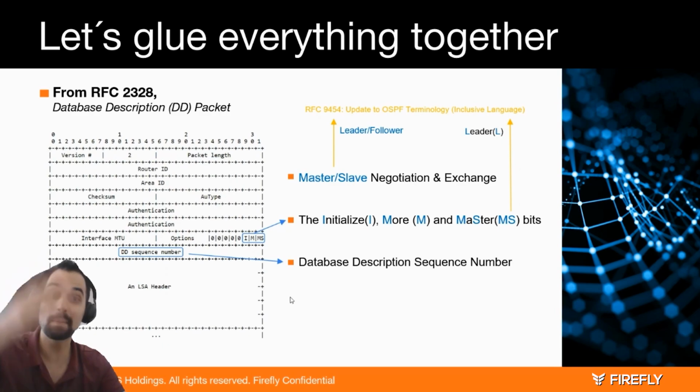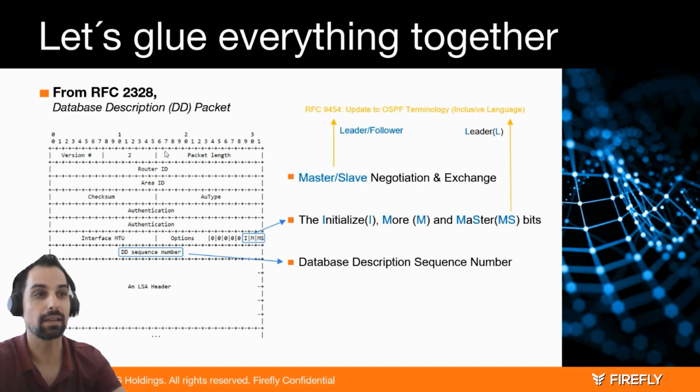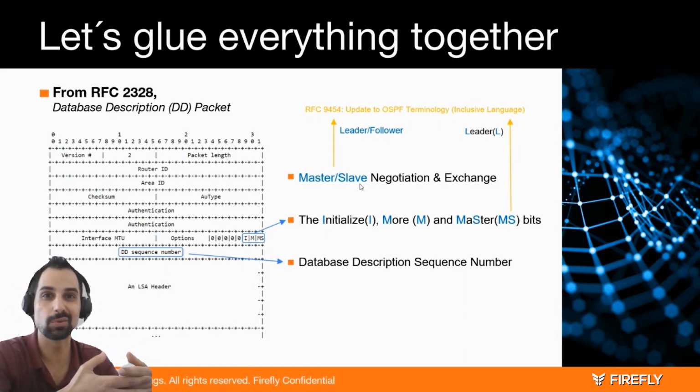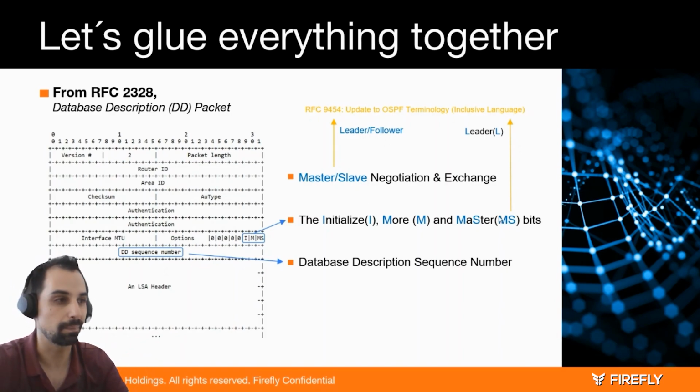Another interesting topic: if you remember at the beginning of the video, we saw RFC 2328, and there were some others that brought updates and new features. One of them is a proposed RFC, 9454, which tries to bring inclusive language to the OSPF RFC, changing the master-slave negotiation names to leader and follower, and changing the master bit to the leader bit. So we would be using this inclusive language nowadays, which I think is a good idea.